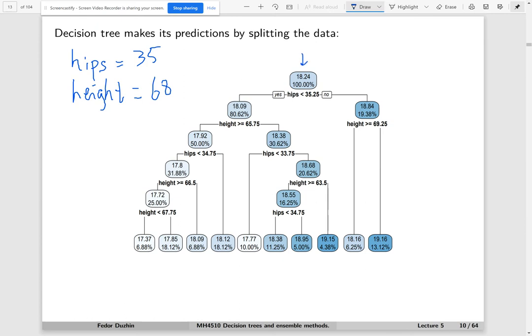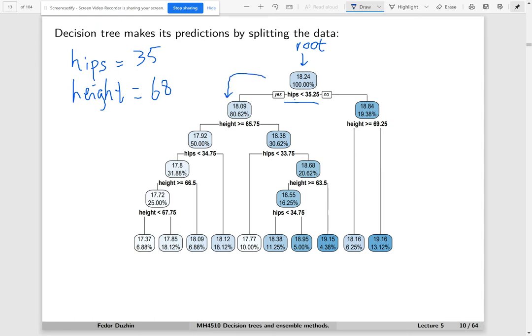So initially we are here in the so-called root, just like in discrete mathematics. So this is the root of a tree. And the root is about hip size, right? So the question here that we are going to ask for our new observation is whether the hip size is smaller than 35.25 or not smaller, right? So if it is strictly smaller, we go to the left. So yes is on the left. If it is bigger than or equal to 35.25, we go to the right. So in our case, hip size is 35, which means it is strictly smaller, right? So we go to the left.